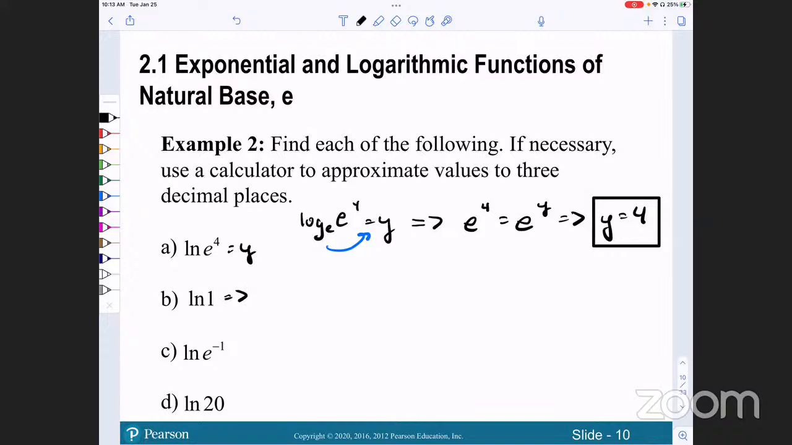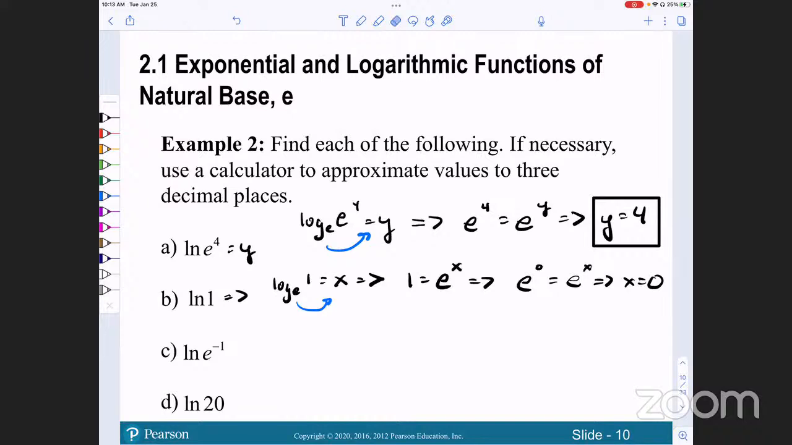One. Log base e of 1 equals x. But then if we swing the base and rewrite this log as an exponential, this is going to be the same as 1 equals e to the power of x. So then this is 1. 1 is the same as e to the power of 0, right? So then x equals 0. Natural log of 1 equals x.